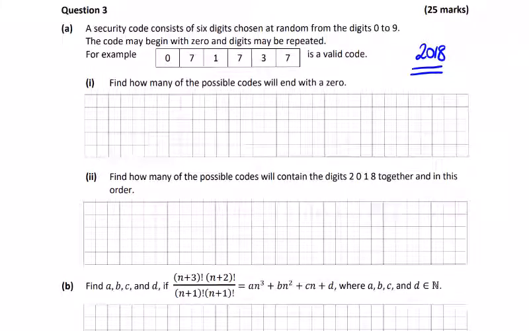2018, question 3. Question 1 was probability. Question 2, probability stats with a normal distribution curve. So 75 marks for question 3. A nice easy start to this year's paper.